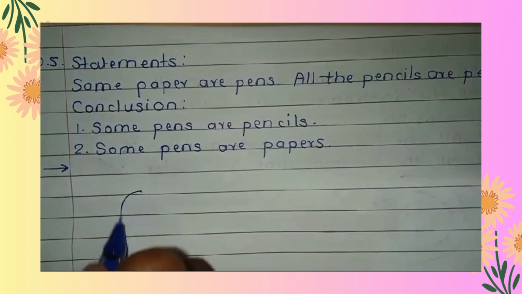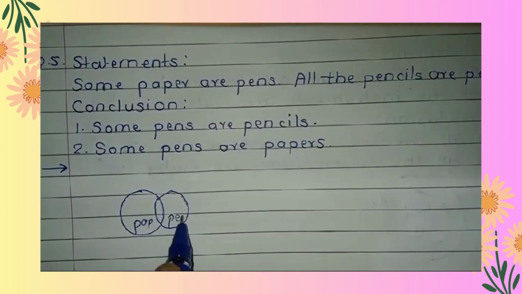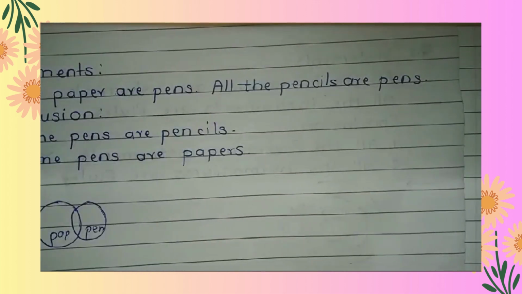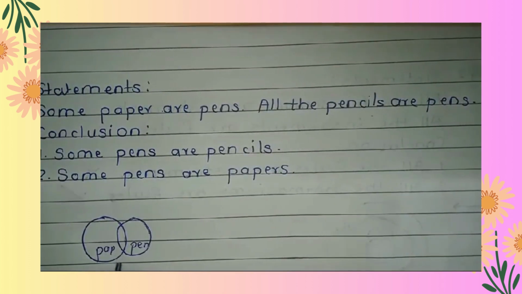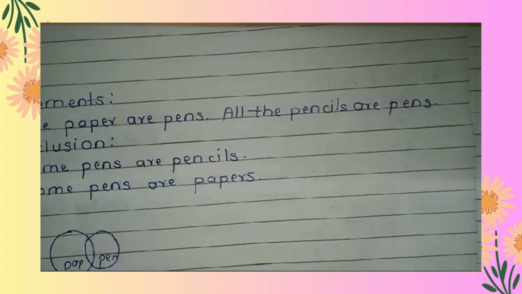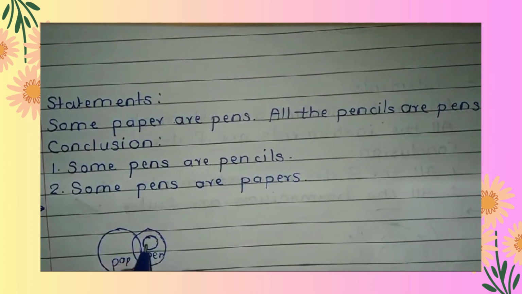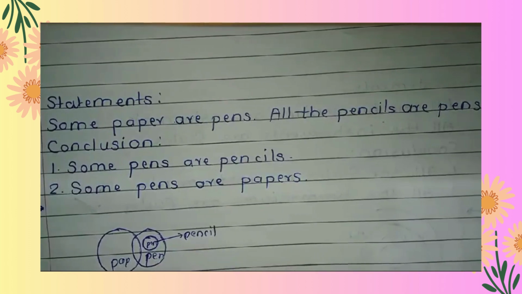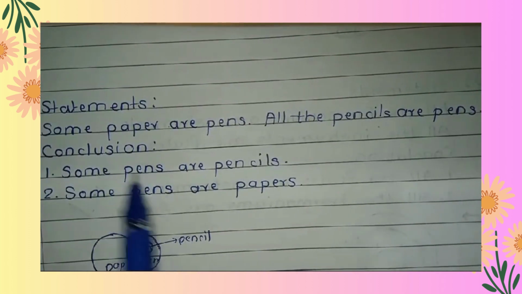Then let's see the fifth question. Some papers are pens, right? And all the pencils are pens. How can we represent this? All the pencils are pens, so this is the pen circle, and we have to represent all the pencils inside the pen circle, like this. This one is the pencil circle, right? Now we will see which conclusion follows.